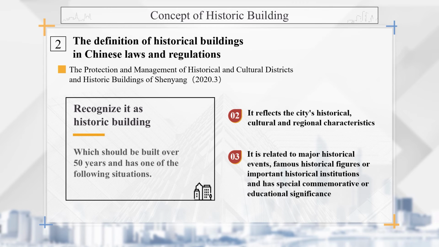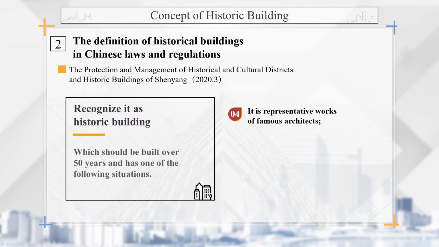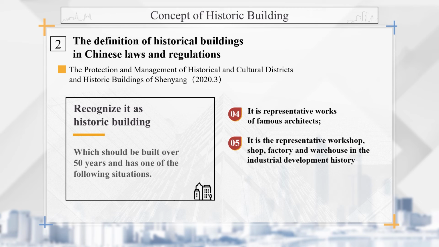The third is that it is related to major historical events, famous historical figures, or important historical institutions, and has special commemorative or educational significance. The fourth is that it is a representative work of famous architects. The fifth is that it is a representative workshop, shop, factory, or warehouse in the industrial development history. The sixth is other buildings of historical and cultural significance.